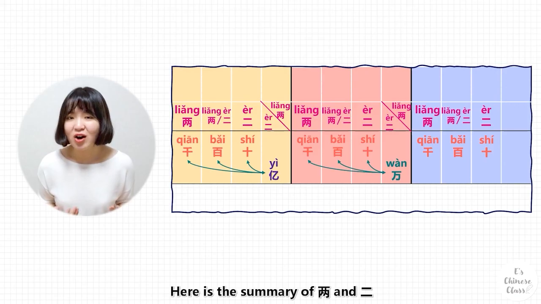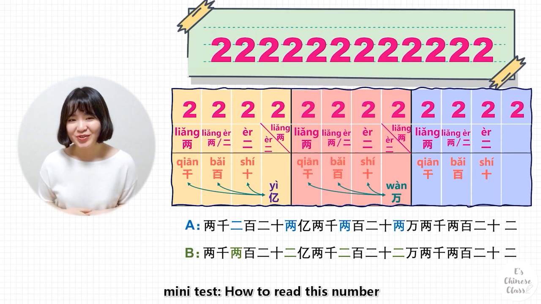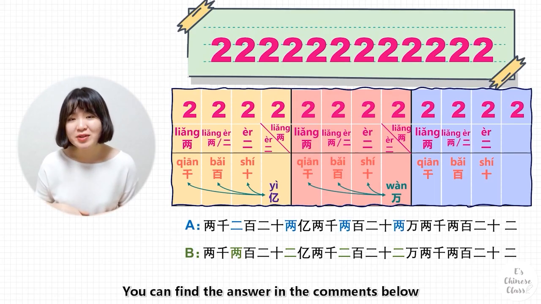Here's the summary of 二 and 两. Mini test, how to read this number? You can find the answer in the comments below.